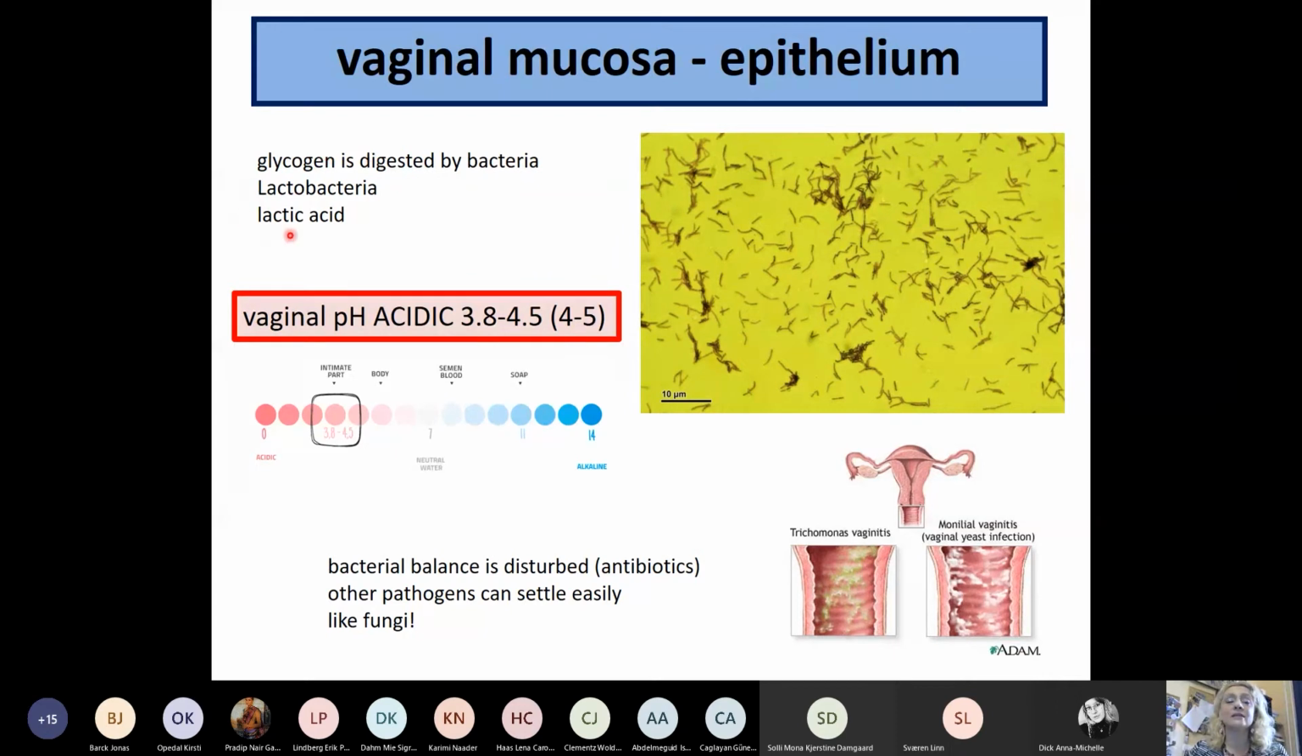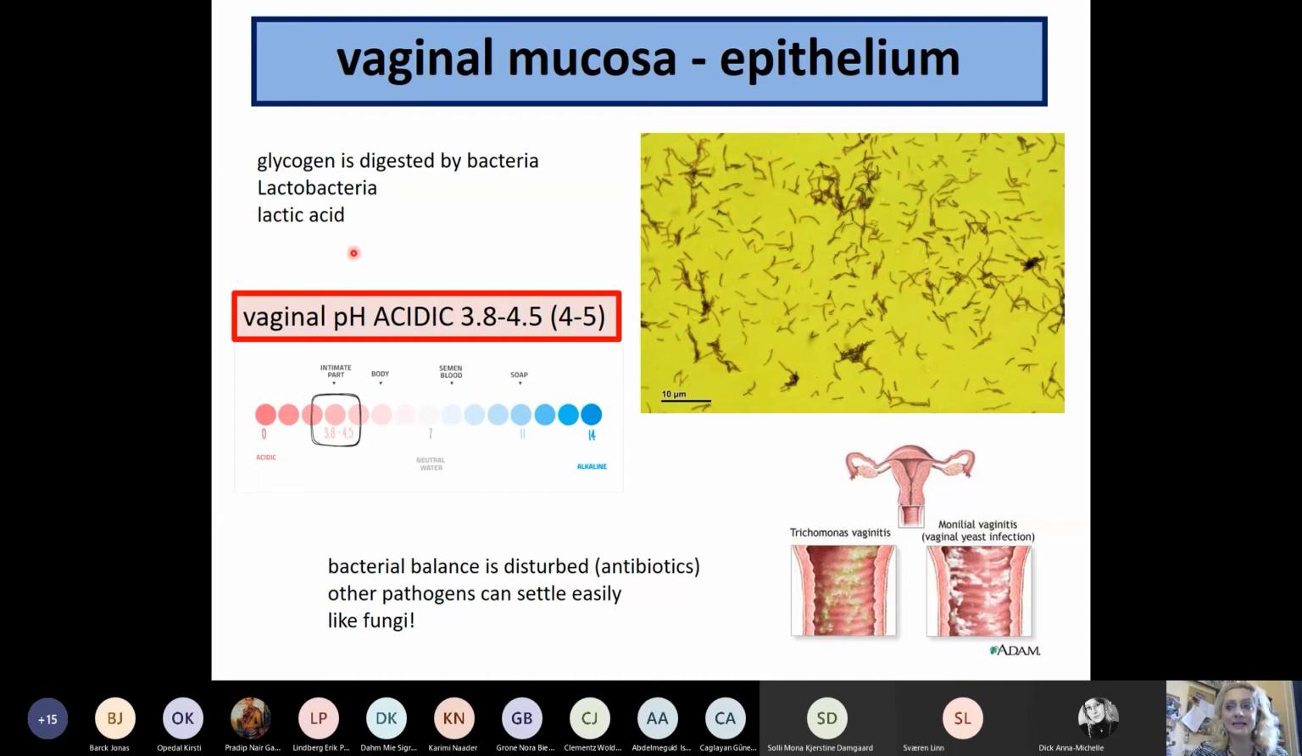And we have our bacterial flora, bacterial environment. These are the so-called lactobacteria, they look like this. These belong to the normal flora. Normal flora means that we live together with billions of bacteria, and under normal circumstances, they are our friends. They protect us from the enemies, from the bad bacteria, and from the digested glycogen from the cells that are shed off, they produce lactic acid by fermentation.